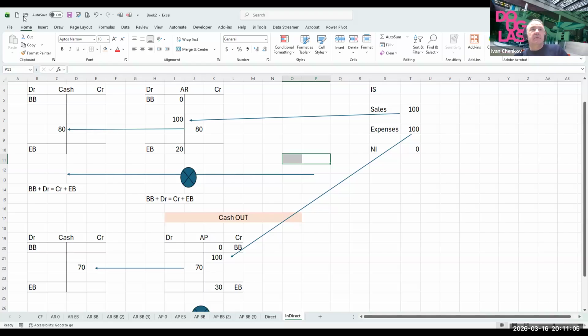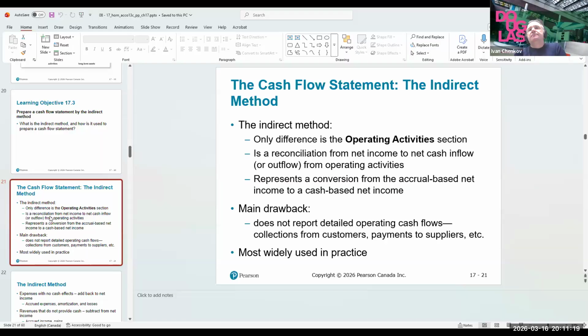All right, so that's with this calculation. Let's go back now to the slides and follow the slides. Again, the indirect method: the only difference is the operating activity section.